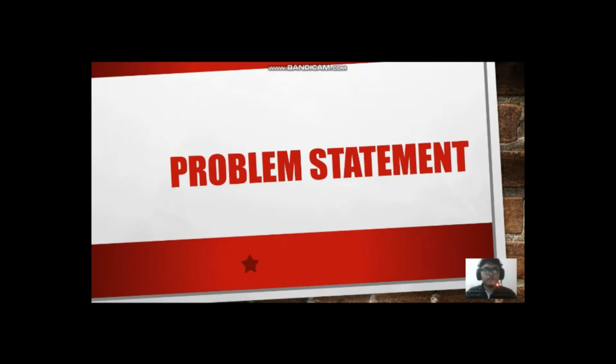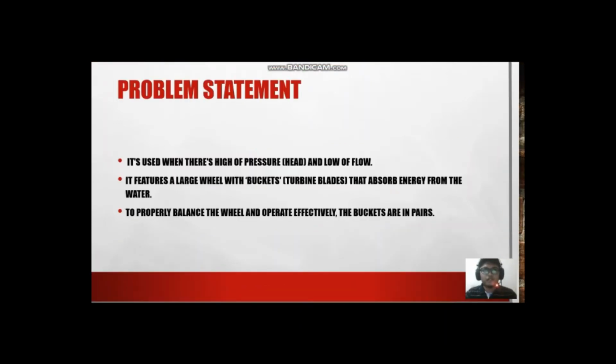The problem statement of the experiment of Pelton turbine. The Pelton turbine is an impulse turbine with tangential flow. It is used when there is high pressure and low flow. It has a large wheel or runner that has bucket turbine blades that absorb the energy in the water. The buckets are designed to correctly balance the wheel and to work efficiently.